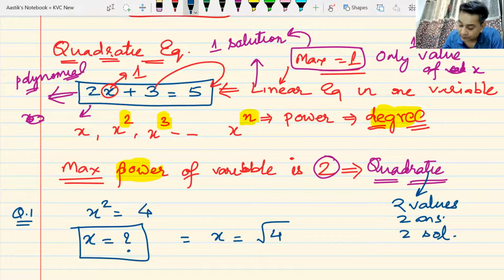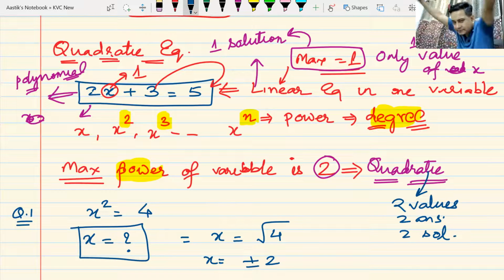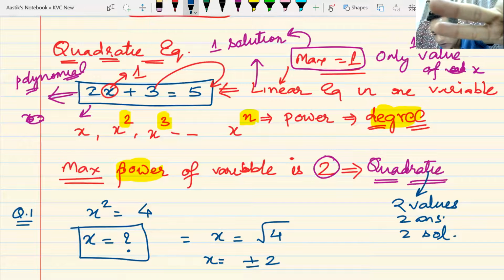Now, root 4 will be plus or minus 2, sir, because if I take the square of plus 2, it is also 4. If I take the square of minus 2, it is also 4. Do we understand this? Yes, sir. This question has two values, two answers. Do we understand this?